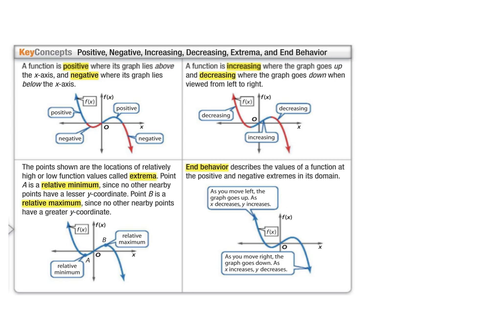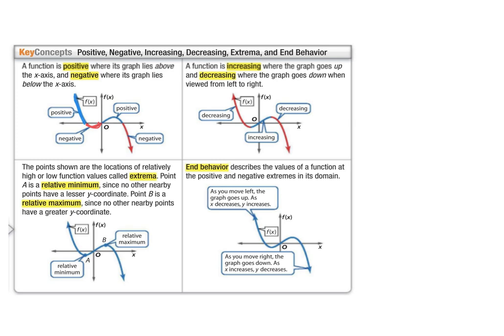So positive and negative basically means that the graph is either above the x-axis, which means positive, or below the x-axis, which means negative. So given in my graph, all that is blue is positive because it's above the x-axis. All that is red is below the x-axis, so it's negative.